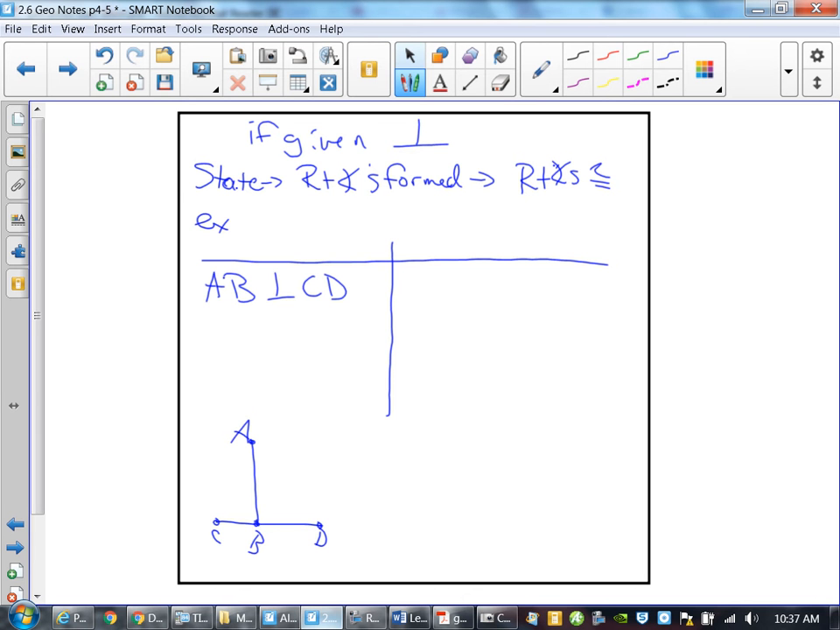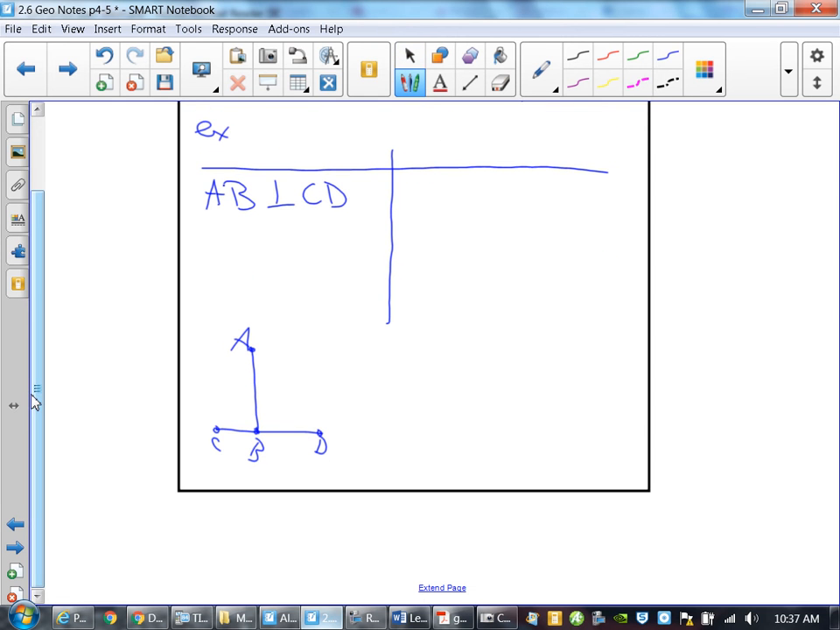But if I'm looking at this, the first thing I'm going to do is state the right angles that are formed. So, what are the two right angles then that are formed here? So, we're saying that angles ABC and ABD are right angles. Does that make sense? We have to say that they're right angles first before we can say that the right angles are congruent.